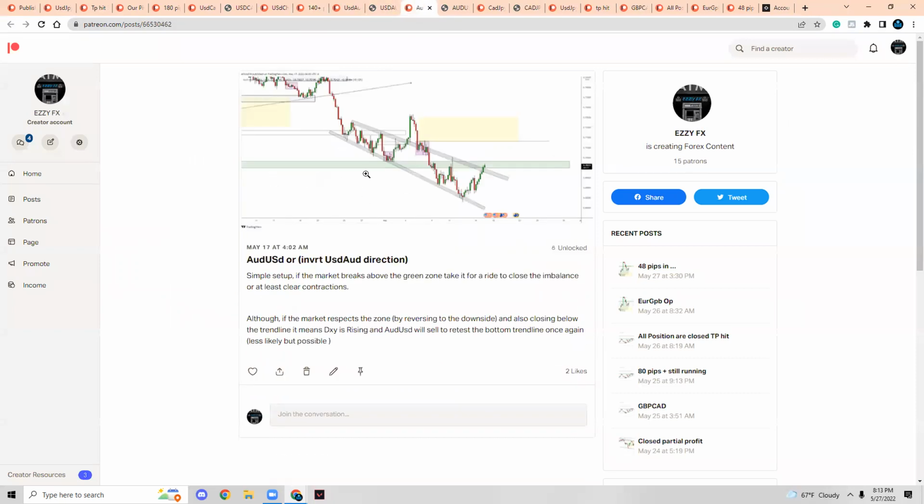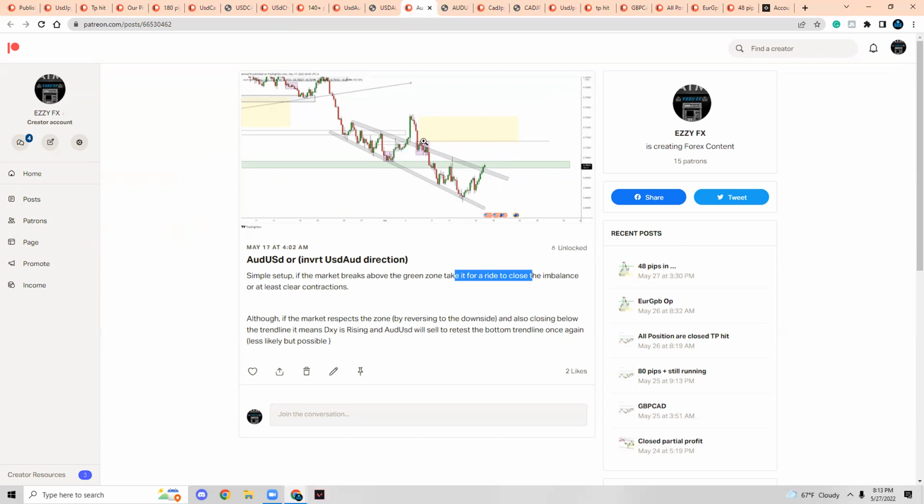Okay. Next up, we have AUD USD. Simple setup. If the market breaks above, again, pay attention to the instructions. I gave you guys two different scenarios, and it played out exactly how we predicted it. So basically, a simple setup. If the market breaks above the green zone, this is the green zone, take it for a ride to close the imbalance. That's the imbalance, or at least to clear the contraction.